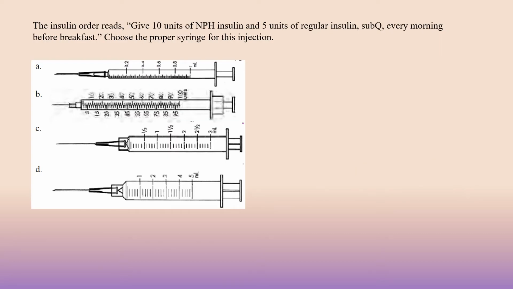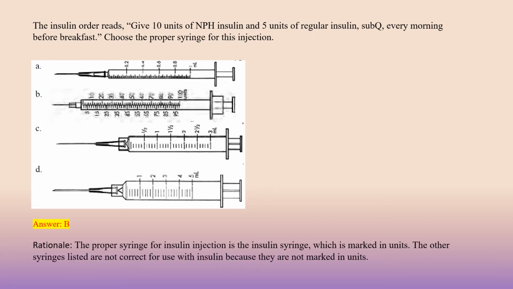The insulin order reads: give 10 units of NPH insulin and 5 units of regular insulin, sub-Q, every morning before breakfast. Choose the proper syringe for this injection. Answer: B. Rationale: the proper syringe for insulin injection is the insulin syringe, which is marked in units. The other syringes listed are not correct for use with insulin because they are not marked in units.